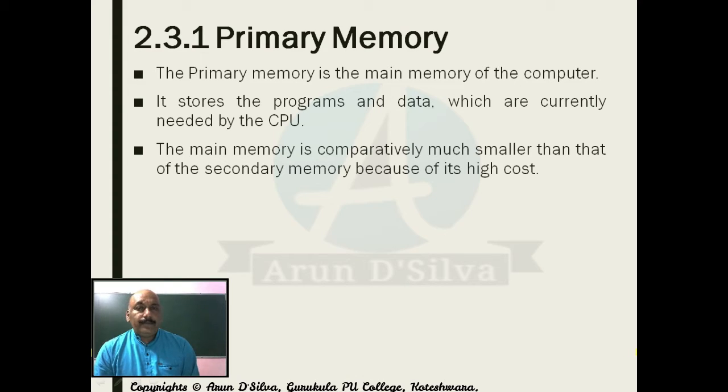See in your mobile, what is the RAM capacity? RAM is primary memory. What is secondary? Hard disk is secondary memory. The RAM capacity is always less. The hard disk capacity will be more. The cost of designing RAM will be high. That is the reason the main memory is always smaller in size compared to secondary memory.